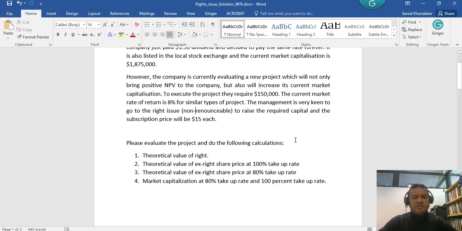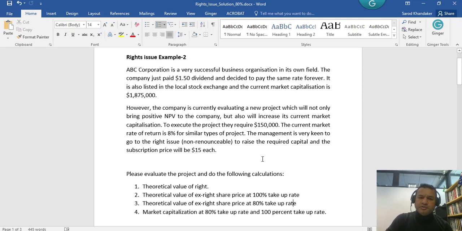Then the question has been asked: please evaluate the project and do the following calculations. 1. Theoretical value of right. 2. Theoretical value of ex-right share price at 100% take-up rate. 3. Theoretical value of ex-right share price at 80% take-up rate. And fourth is market capitalization at 80% take-up rate and 100% take-up rate. Now I would ask the students and the viewer to read the question very carefully before going for the solution.